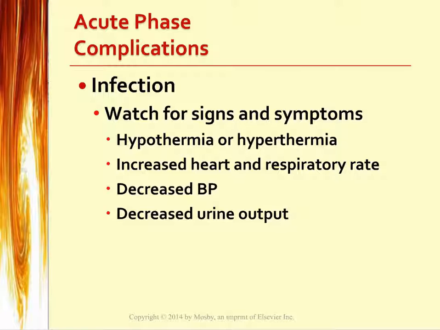So watch for signs and symptoms of infection, which include hypo or hyperthermia, increased heart rate and respiratory rate, decreased blood pressure, and decreased urine output. Mild confusion, chills, malaise, and loss of appetite may be observed. The white count will usually be between 10 and 20,000. Functional defects in the white cells are noted, and the patient remains immunosuppressed for a period of time after the burn injury. The causative organisms of sepsis are usually gram-negative bacteria such as Pseudomonas or Proteus, putting the patient at further risk of septic shock.